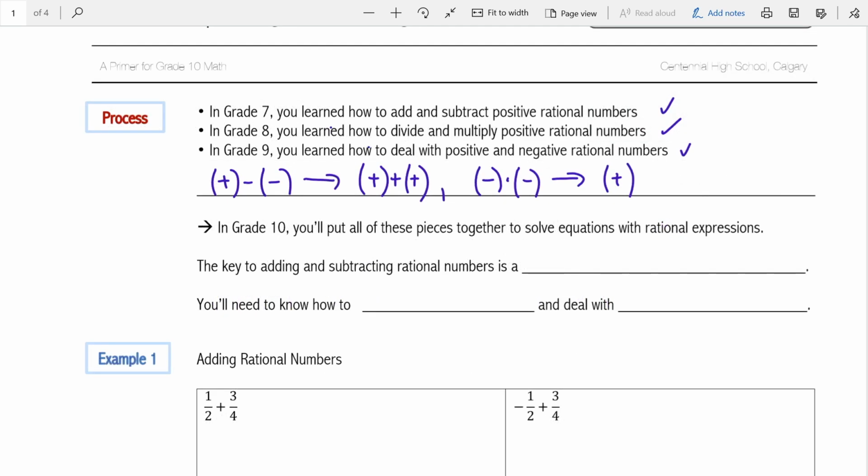The key idea to knowing how to add and subtract fractions has to do with this idea of the common denominator. Okay? Common denominators are important because you can't add and subtract fractions unless they both have that same number on the bottom of the fraction line. And so to deal with this idea of a common denominator, you'll need to know how to simplify fractions and how to deal with equivalent fractions. So let's jump right in and start with some examples.